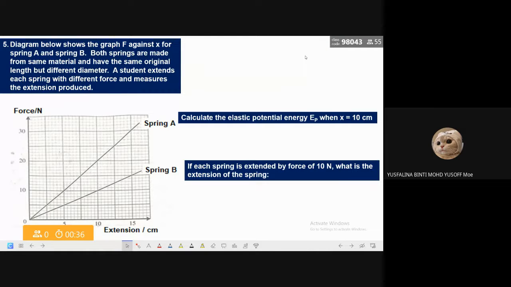Before I forget, extension of the spring means you have to minus the initial length. So let's say this is the spring, and I didn't put any load, so this is the initial spring. Let's say the initial spring is 10 cm. If I put the load, it increases to, let's say, 20 cm. So for the extension of the spring, 20 minus 10, means 10 cm. This is the extension, not taking 20 cm. Extension, you have to minus first the initial length without the load.